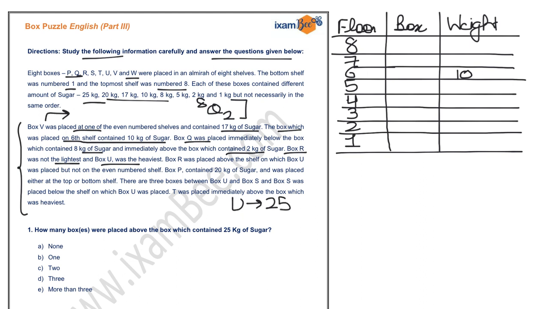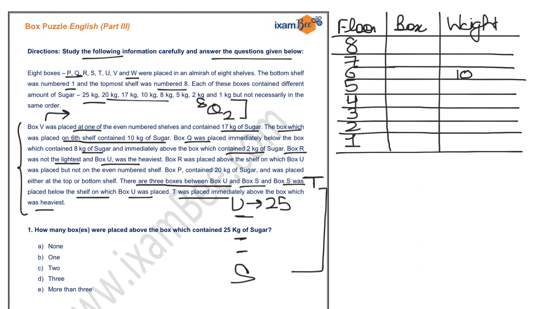Now if you read this condition, there are 3 boxes between box U and box S, and box S was placed below the shelf on which U was placed, right? So there is a gap of 3 boxes between U and S, and S is placed below. Now T was immediately above the box which was the heaviest. Now the heaviest box is U having 25 kg weight. So T must be above U. So this is the concrete information we will have, and we'll try to fix it in this particular table.